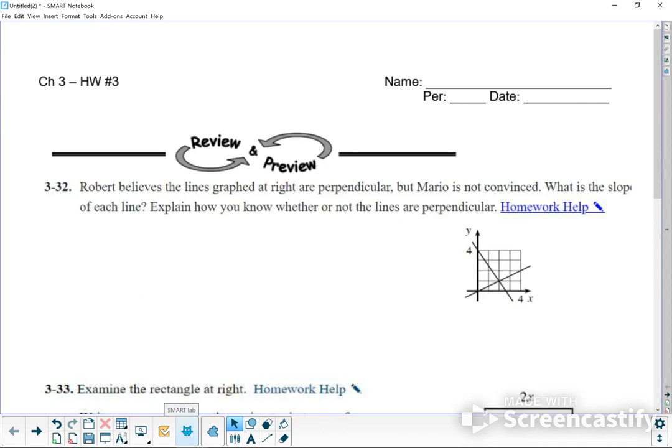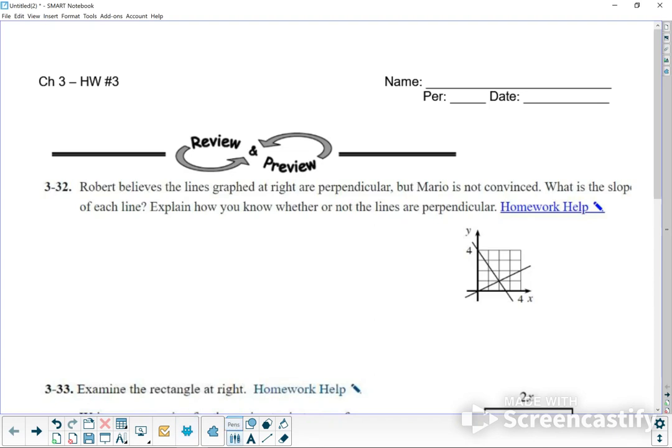Okay, let's do this. This is chapter 3, homework number 3. Robert believes the lines graphed at right are perpendicular, but Mario is not convinced. What is the slope of each line? Explain how you know whether or not the lines are perpendicular.